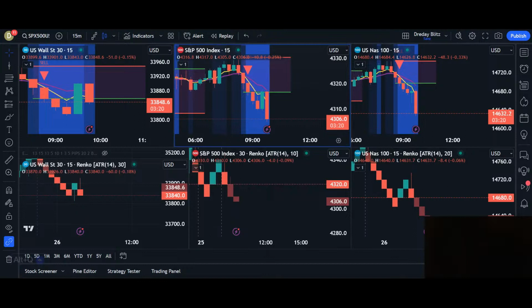All right, so we'll wait for the next candle here. That will be in 4 minutes. So if there are any questions, put them in the chat.